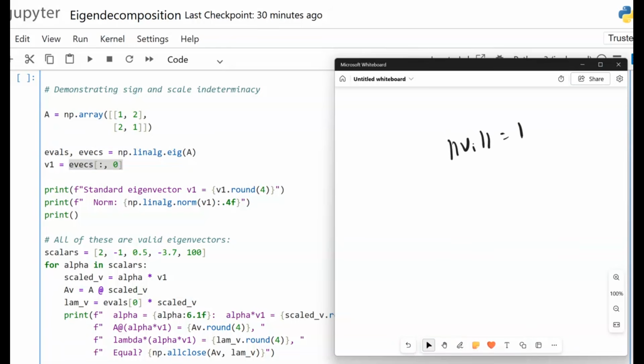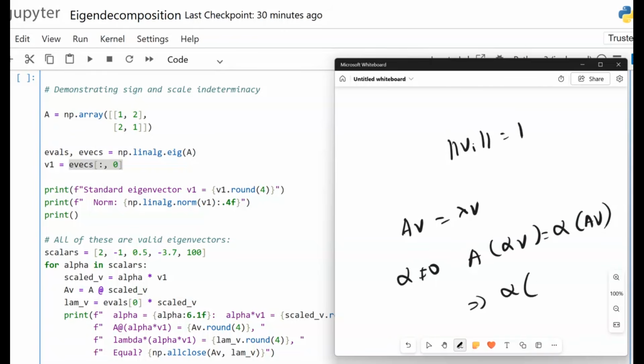And dear friends, kindly observe here we specify the mathematical principle A multiplied by V is equal to lambda multiplied by V. So therefore for any scalar alpha which is not equal to 0, as I have already specified, A multiplied by alpha V is equal to alpha multiplied by AV, which implies alpha multiplied by lambda V, which is equal to lambda multiplied by alpha V. And yes, alpha V is also an eigenvector.